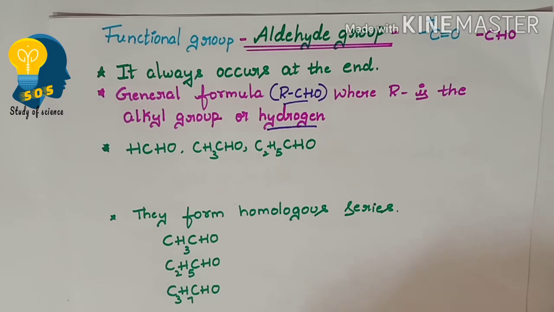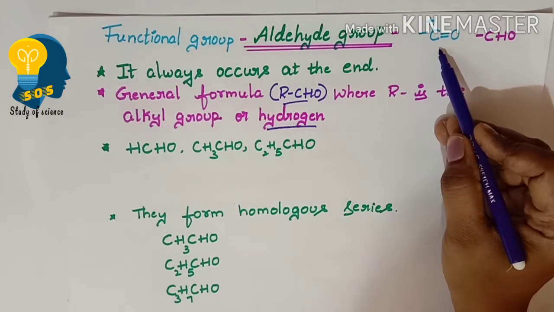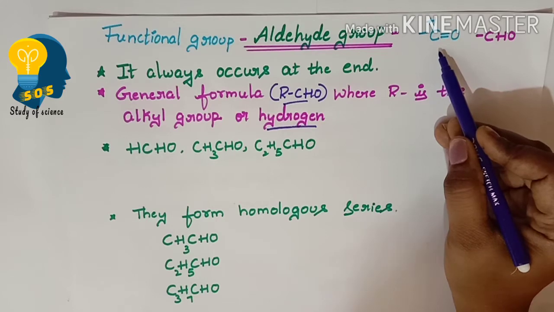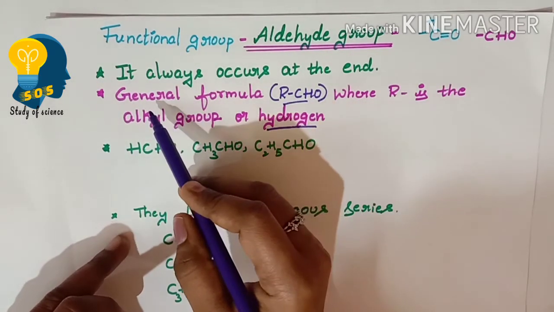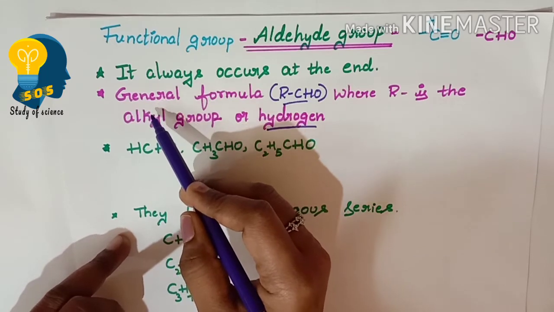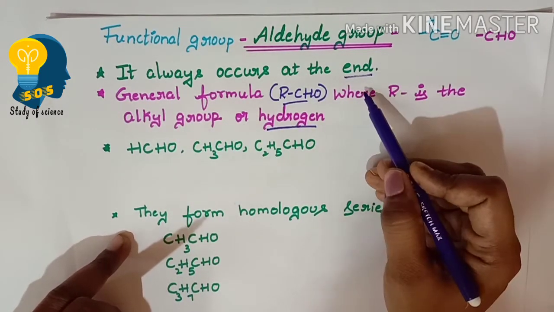So in the previous session, we have understood the first functional group, that is the alcohol group. In this session, I am starting with the next functional group, that is aldehyde group. Aldehyde group ends with the formula CHO. This is actually the suffix. The suffix is CHO. As I told you, alcohol occurs at the end, aldehyde also occurs at the end.